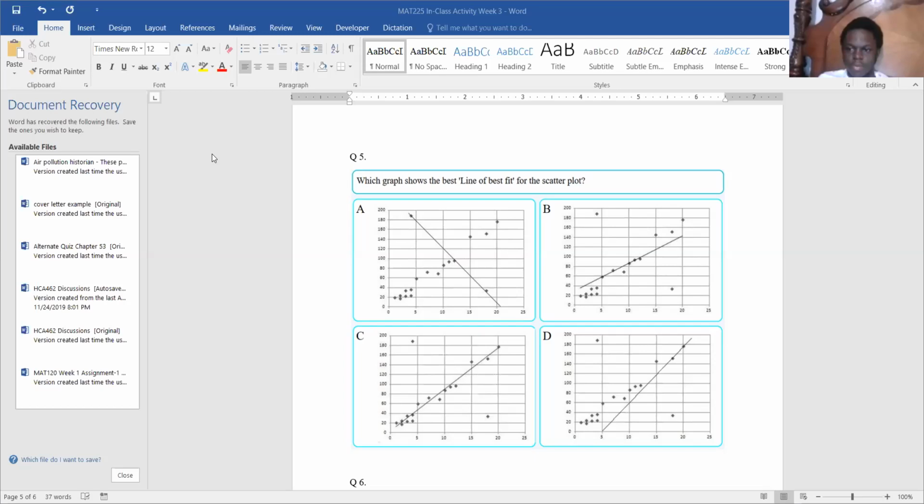Number 5. Yep. Did you get B? Which graph shows the best line of best fit for the scatter plot? I would actually go with C because it's more lined up at the bottom. Yeah, I'll go with C too.